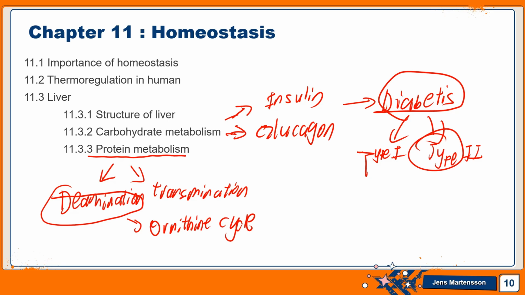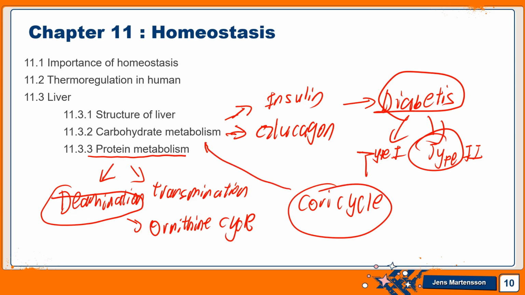Another one, just now I said Krebs cycle. You also have to know the Krebs cycle. The Krebs cycle is about carbohydrate metabolism. Sorry, I missed this. The Krebs cycle is one of the cycles involved in carbohydrate metabolism. You also have to know it.